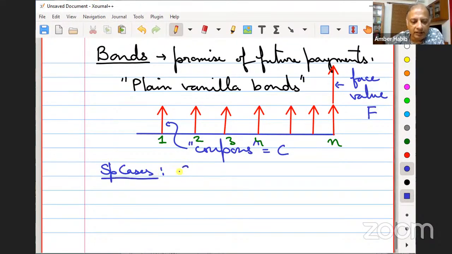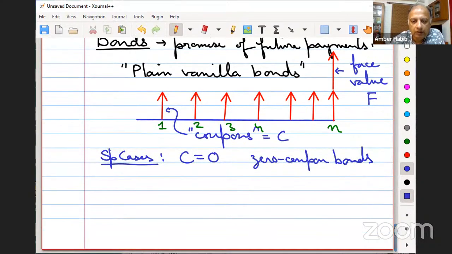One special case is when there are no intermediate coupon payments, there is only the face value payment at the end. So these are called zero coupon bonds. Another special case could be when your F is 0. So you just get these coupons, and if you're getting them annually, then this is called an annuity. So just a regular annual income with no special payment at the end.